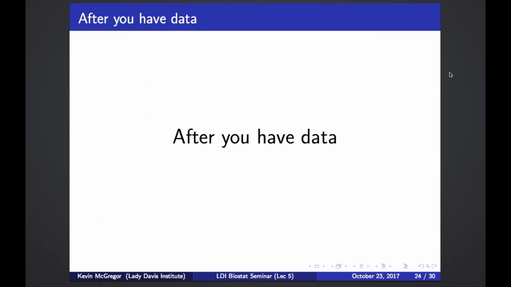Okay, so everything up to now was what you should be doing before you have your data, before you do your experiment. So now I'm going to very quickly talk about things you should be doing after you've collected your data, but sort of before you start your statistical test.